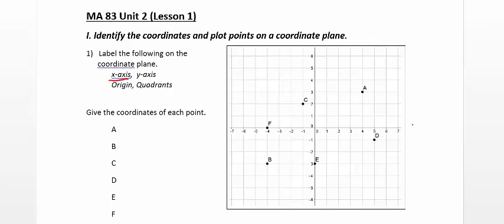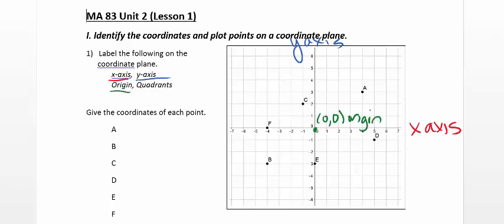So the x-axis is this horizontal axis. The y-axis is this vertical axis. The origin is right here in the center, and that's the point 0, 0. That's where the origin is.